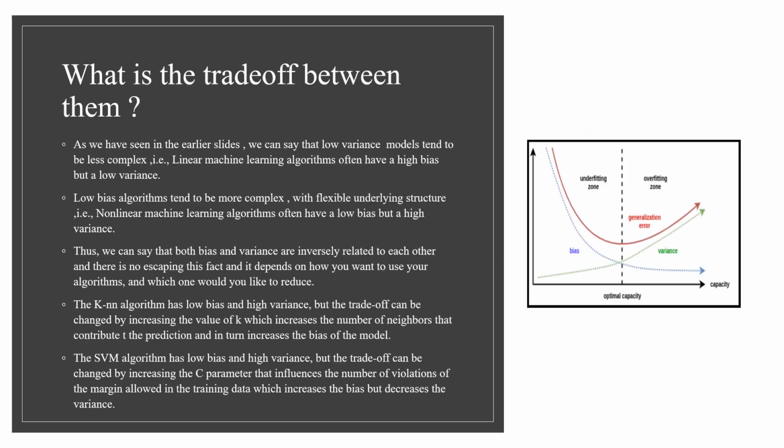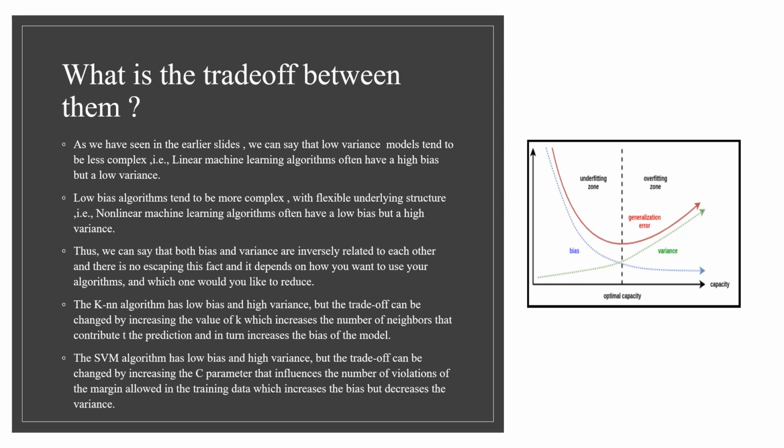So what's the trade-off between them? As I said before in earlier slides, low variance models tend to be less complex. That is, they are oversimplified. For example, linear machine learning algorithms have high bias but low variance. And low bias algorithms tend to be more complex with a flexible underlying structure. That is, the non-linear machine learning algorithms often have low bias but high variance. It's like they are just inverse of each other, right? So the models which have high bias have low variance, and the models which have low bias have high variance. I'm sorry, I said it the opposite way, but yeah, it's vice versa.